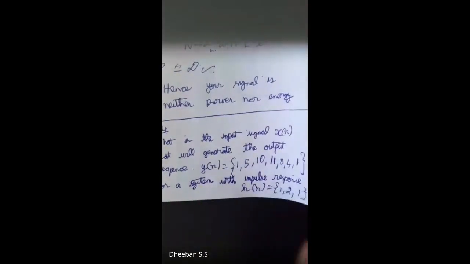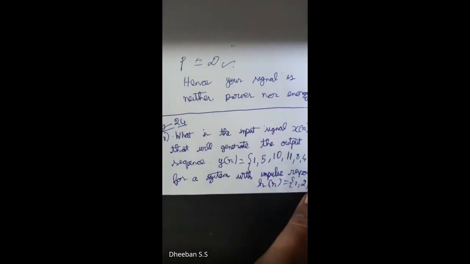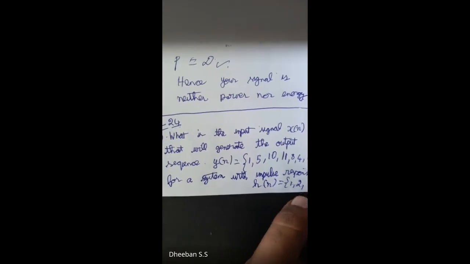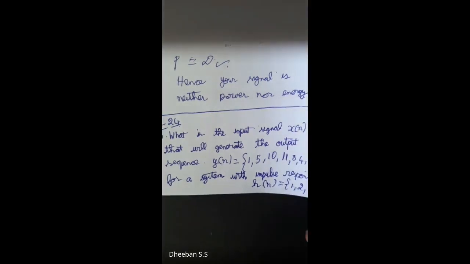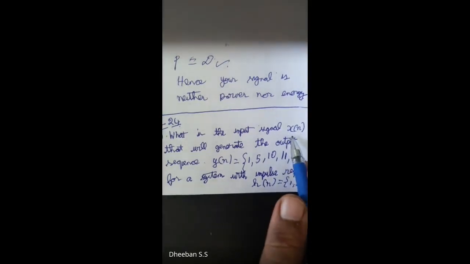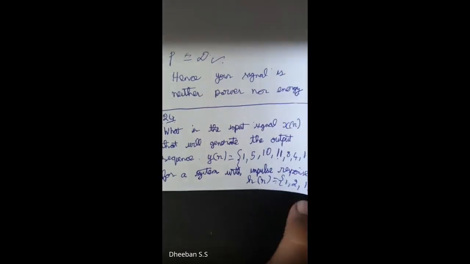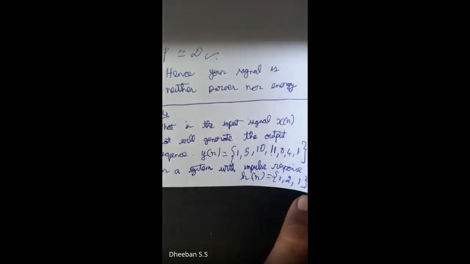Okay. So what they are asking is, what is the input signal x of n that will generate the output sequence y of n. They are asking for the input signal by giving the output signal, with your impulse response. I have shown you about the impulse function in the previous lectures. You can just refer to that. So h of n equal to 1, 2, 1.